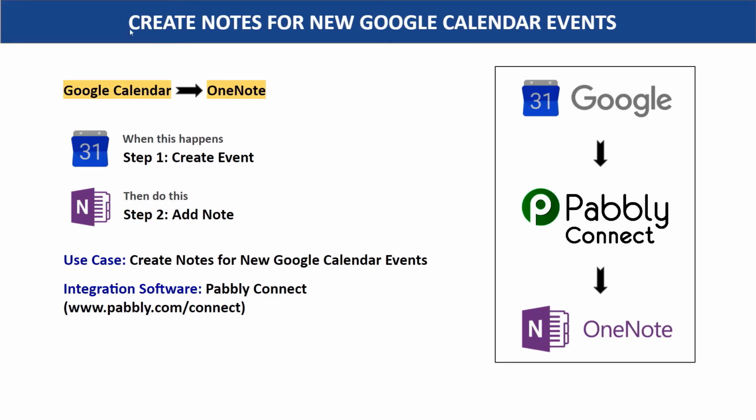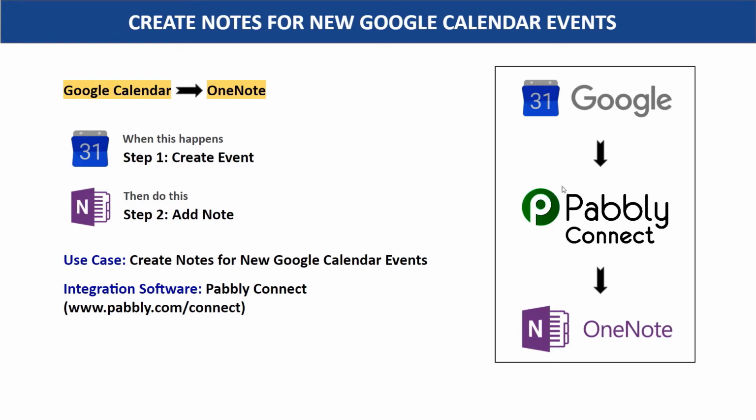So in this video, we will learn how to create notes for new Google Calendar events. Imagine this, you are using Google Calendar to schedule events. Now the idea is that once an event is scheduled in Google Calendar, it will be reflected as a note in OneNote. So here you have two choices.